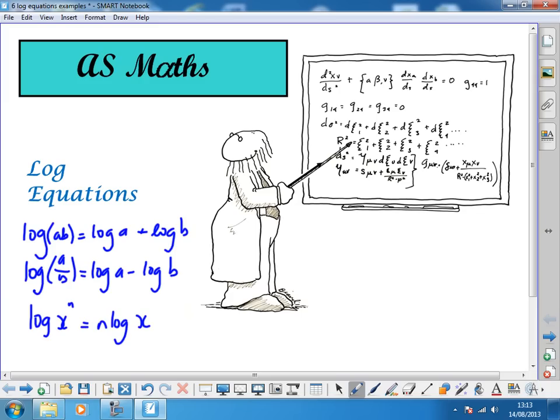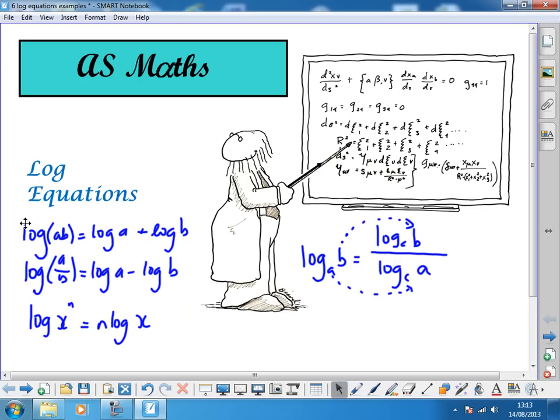They're the three rules. We also have the change of base, that log to base A of B is, draw a fraction line, log on the top, log on the bottom, new base, whatever it is you want it to be, the B goes on the top and the old base goes on the bottom. And so those are the 1, 2, 3, 4 rules that you need to learn for logs. But what we need to do is get used to using them.